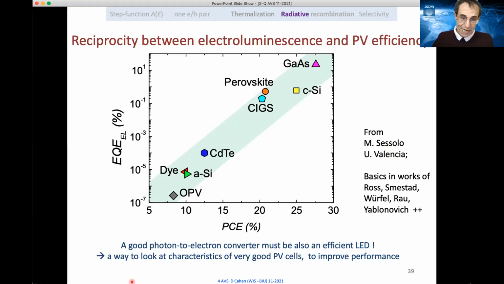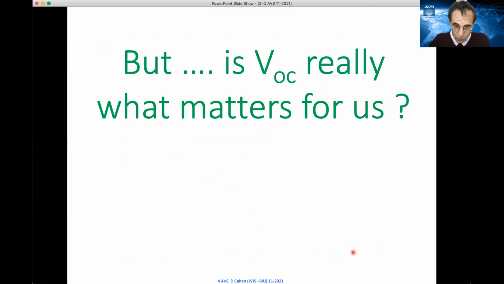But there is a saying that should not be abused, that a good photon-to-electron converter must also be an efficient LED. But it has also been said, if the material is a good luminescer, it will be a good photovoltaic material. And that doesn't have to be true, because you can have excellent luminescence from, let's say, the rare earths, but you won't be able to make a solar cell out of it. But if you have already a reasonably performing solar cell, then one way to try to improve it is by working on the luminescence.